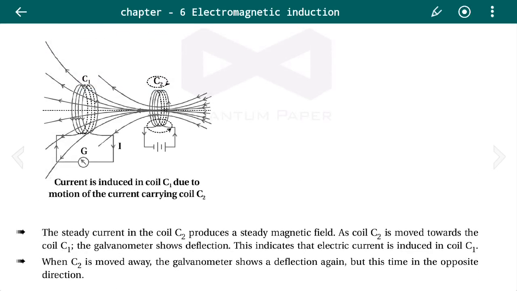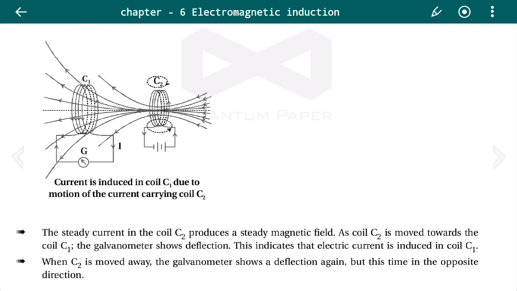So what happens? Coil C2 is connected with a battery so that current is produced in coil C2, and because of the current in coil C2, a magnetic field is generated around it. In the previous experiment, due to the magnetic field of the bar magnet, the current was induced in coil C1. So here instead of the magnet we have a coil.